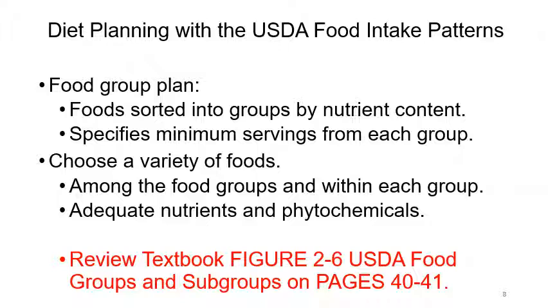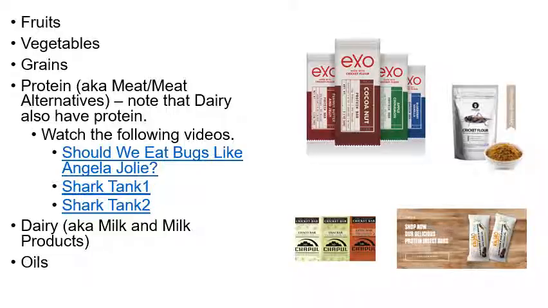And sometimes you might see protein foods instead of meat alternative. You want to recognize these different terms. So again, the food groups are fruits, vegetables, grains, protein, dairy, and oils. So let's get to protein, also known as meat alternative. And even though it's under protein, remember, dairy also has protein too.